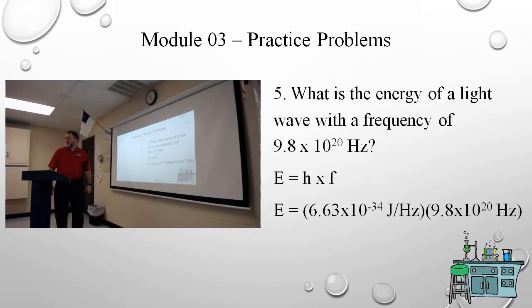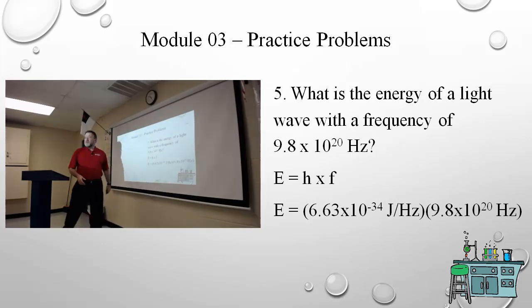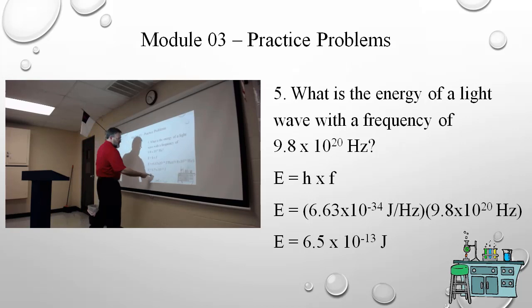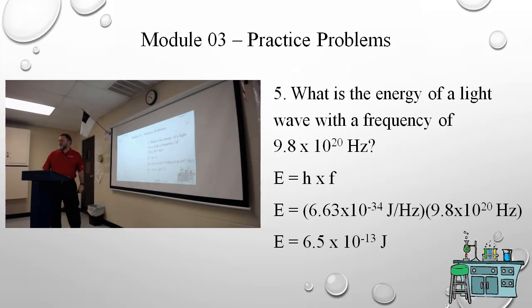66.3. 66.3 times 10 to the -34th plus 20 is -14th, right? Okay? 66.3, the math comes out to be 65 times 10 to the -14th, or 6.5 times 10 to the -13th. So you can see the estimations are close. So you'd be confident in that.